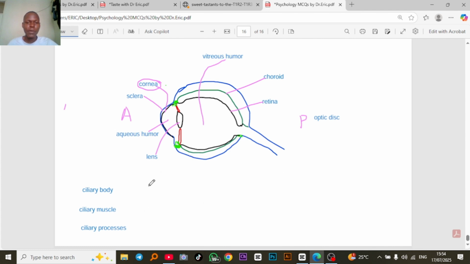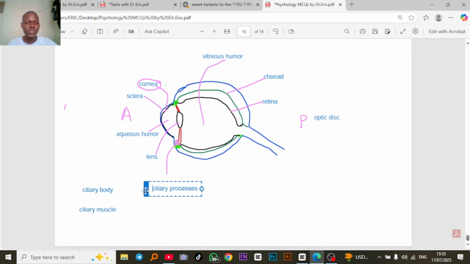The remaining parts, as you can see, we have this thick shading in green, which is a projection from the choroid. From the choroid, we have a projection of the ciliary body, which consists of the ciliary processes. As you can see, I tried to draw it, but they're a little bit small. So somehow like this, these are what we call the ciliary processes.